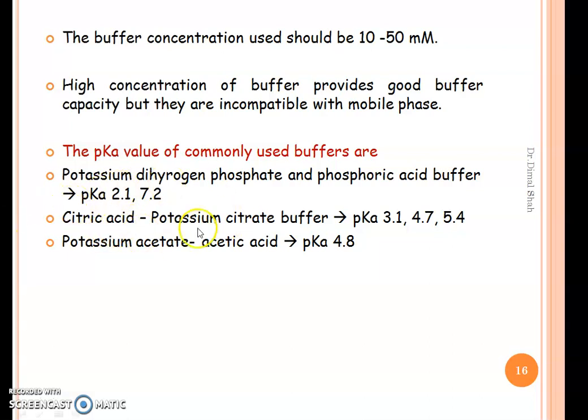For citric acid and potassium citrate buffer, the pK values are 3.1, 4.7 and 5.4. And for potassium acetate and acetic acid buffer, the pK value is 4.8. So plus or minus 1.5 of the pK, in that particular range, it can work as a good buffer, in which we try to maintain the pH.